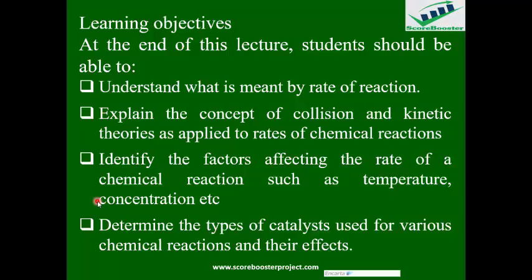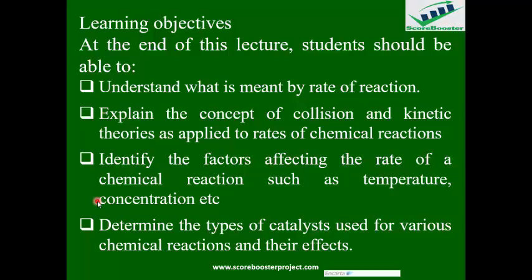So after this lecture, it is expected that students should be able to explain all those theories and apply them in explaining what is called the rate of chemical reaction. And apart from that, there are some factors that affect the rate of chemical reactions, such as temperature, concentration, catalyst, as we are going to see. So we expect students to be able to identify these factors and how they affect the reaction, to what extent, whether positively or negatively.